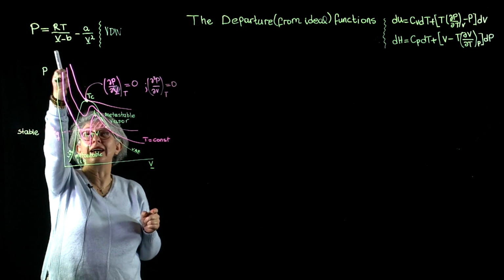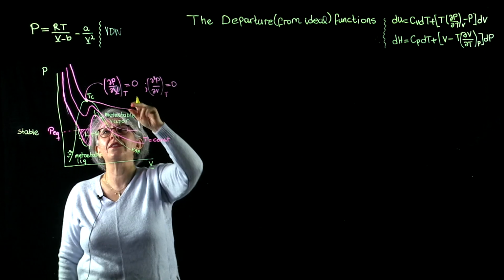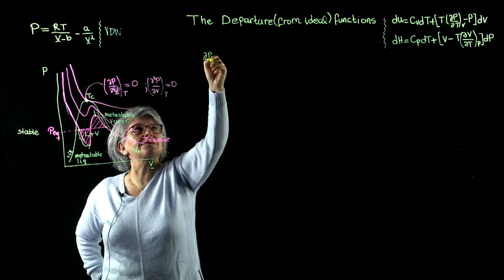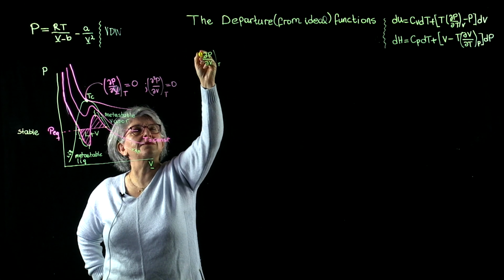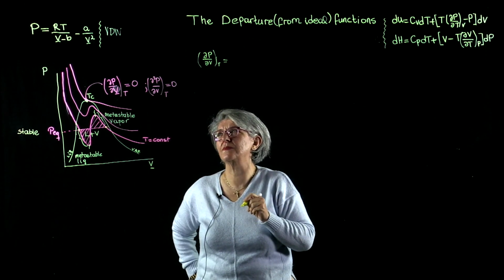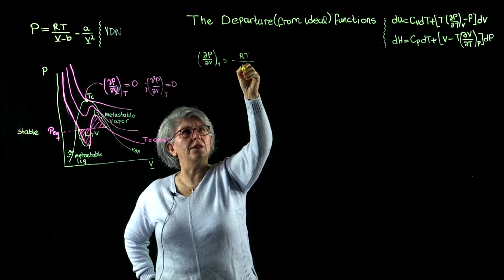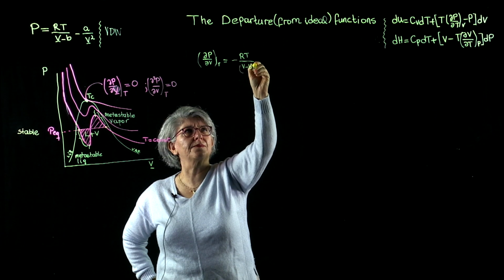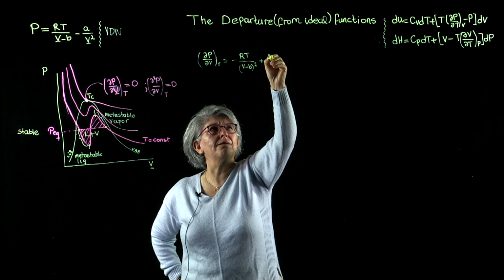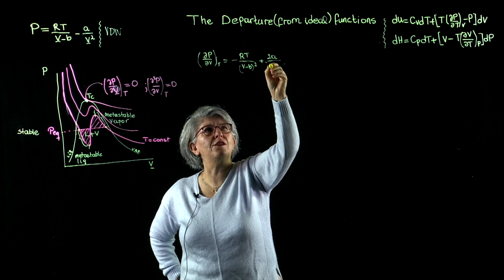Given this, now let's take the van der Waals equation of state and evaluate these derivatives. The first derivative, del P over del V at constant T, is equal to minus RT over V minus B square plus 2A over V cube.